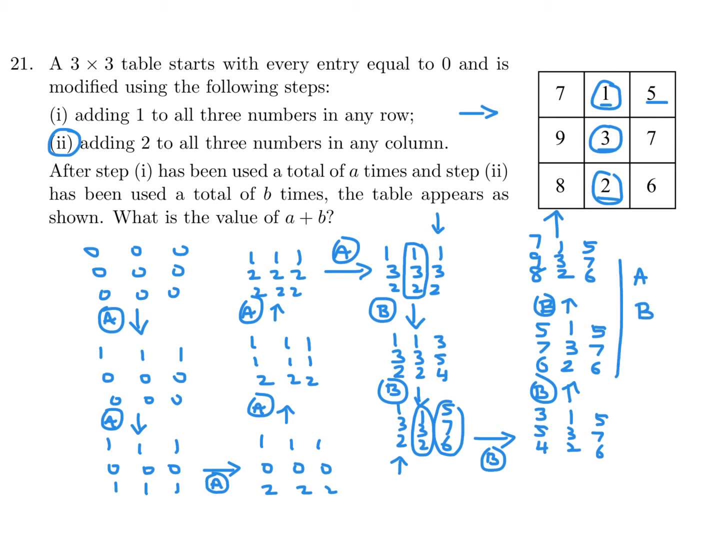Now I've got to count how many A's I did and how many B's I did. So the A is 1, 2, 3, 4, 5, 6 A's, and how many B's? 1, 2, 3, 4, 5. 5 B's. So therefore A plus B is 6 plus 5, and that is 11.